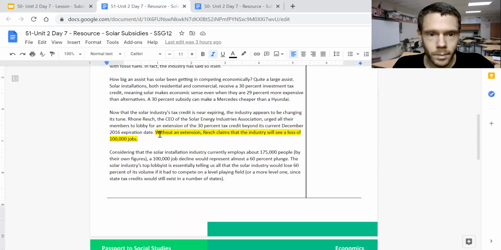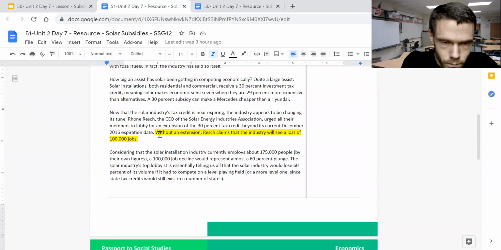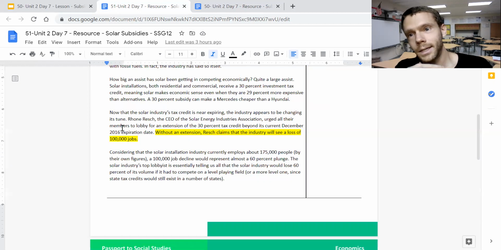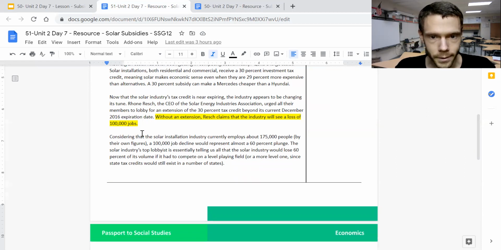So we can see one argument that is clearly for. This individual, the CEO of the Solar Energy Industries Association, is claiming he wants an extension of the 30% tax credit beyond its current expiration date in 2016. If it's not extended, 100,000 people are going to lose their jobs. So that's a pretty strong incentive to keep the subsidy going.